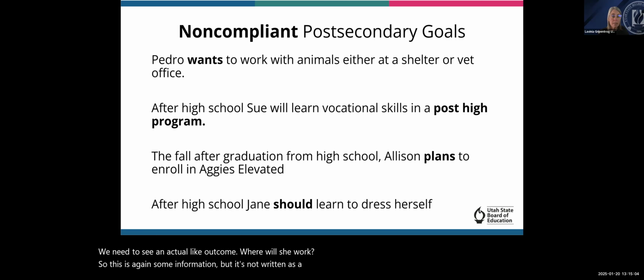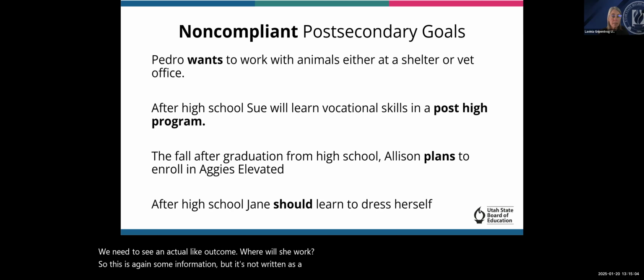Let's look at the next one. The fall after graduation from high school, that statement's fine. Allison plans to enroll in Aggies Elevated. So again, plans isn't really active language. We ask ourselves, can we see her doing this when she leaves? No. So we'd have to change that word to will, or I will enroll, be enrolled in Aggies Elevated. So again, it might feel a little picky, but it has to have that active language to be compliant. And let's look at the last one.